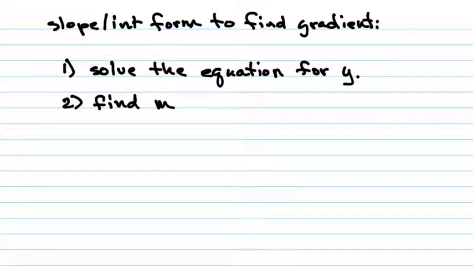Let's look at some examples. Are those the only steps? Yep, that's it. So say, for example, I have y equals 3x plus 5.